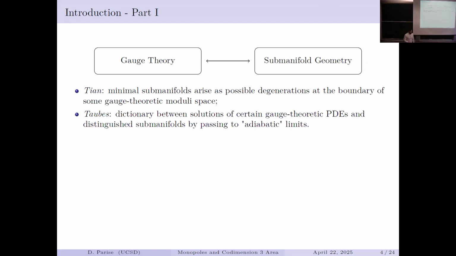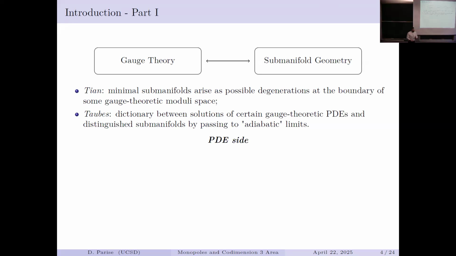There's also work of Taubes in the direction of this correspondence between gauge theory and submanifold geometry, in which he identified a certain dictionary between solutions of certain types of equations and certain submanifolds by passing to so-called adiabatic limits. The notion of adiabatic limit is very common in the jargon of gauge theory and physics, and it just means that the system we're considering depends on certain parameters, and then these parameters go to zero or go to infinity. I'll make this picture very precise analytically in a couple of slides. The distinguished submanifolds in the case of Taubes were pseudo-holomorphic curves, and this correspondence will play a role in the main theorems that I'm going to explain later on.